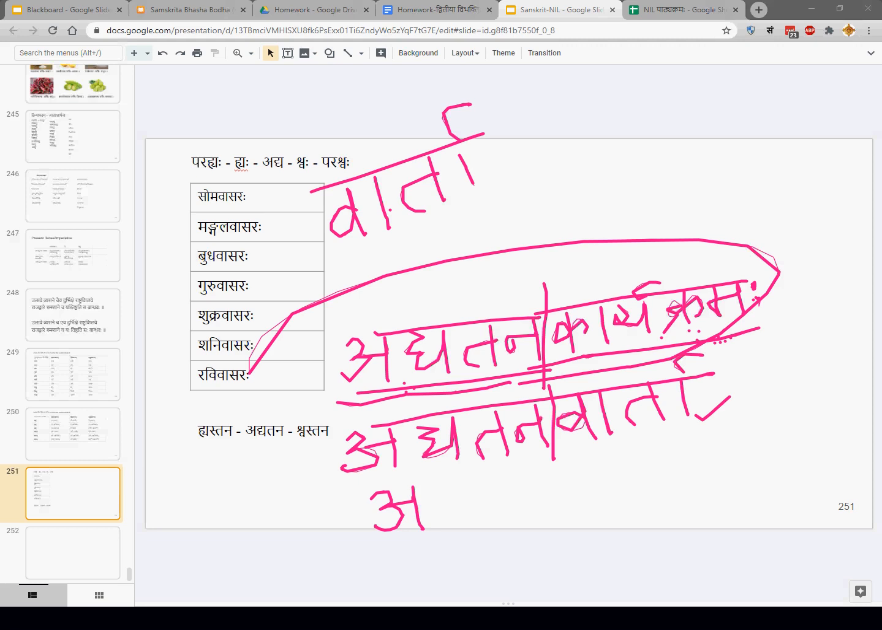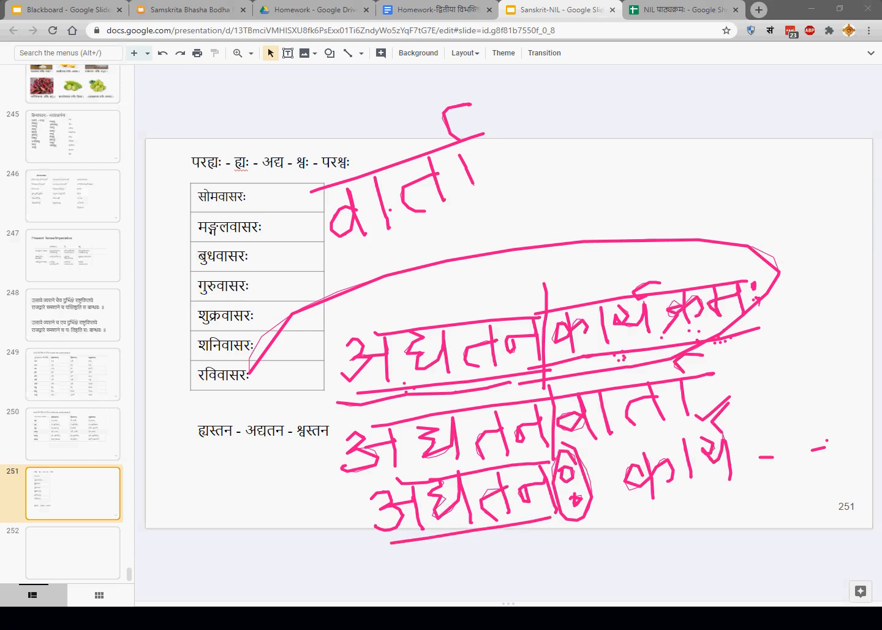So it has to be pullingam, ekavachanam, and prathama vibhakti, because it is now describing this Karakrama. So now if we separate it as a separate word, then it becomes Adyatana Karakrama. Like this, it has to be written or said. If you combine it without a break into a single word, you don't have to worry about adding the visarga, lingam, vachanam, etc., because it becomes one word.